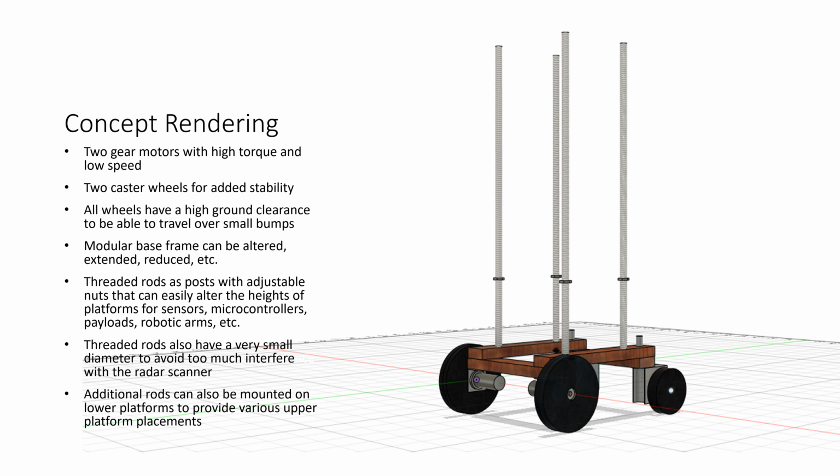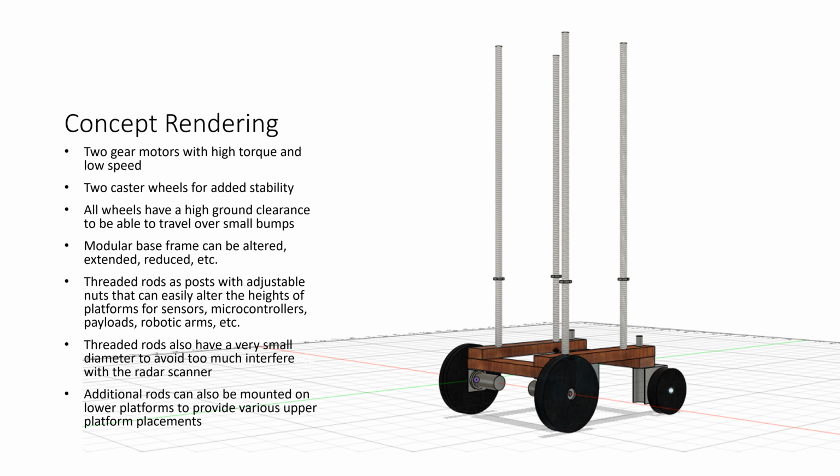So there are 2 gear motors with high torque and low speed. There are 2 caster wheels for added stability. At the rear, there are 2 wheels that can swivel instead of just 1. I've decided to add 2 for more stability because I intend on installing a robotic arm at the top front of the vehicle of the mobile robot, and when the arm picks up some weight, it may need more stability.